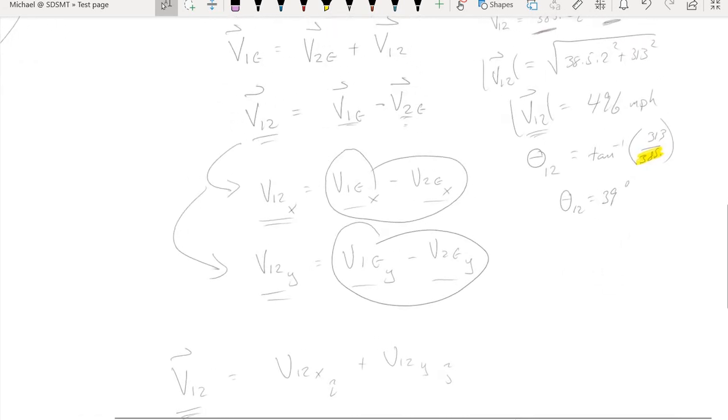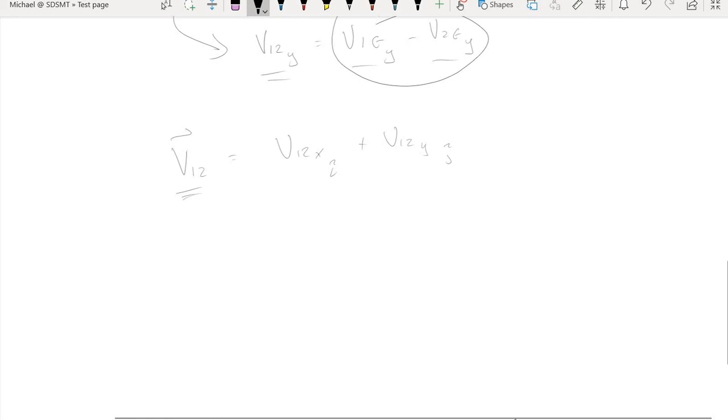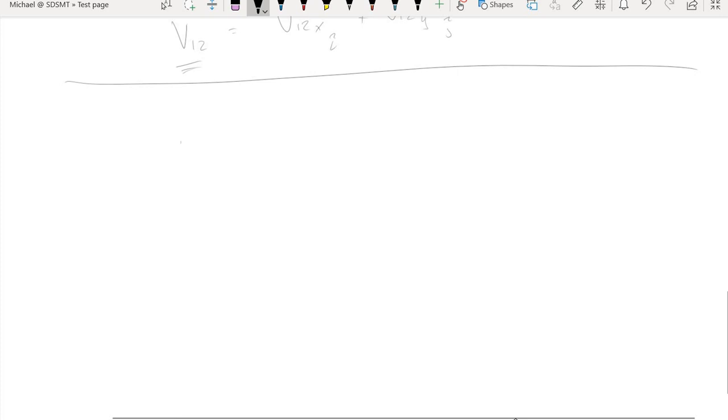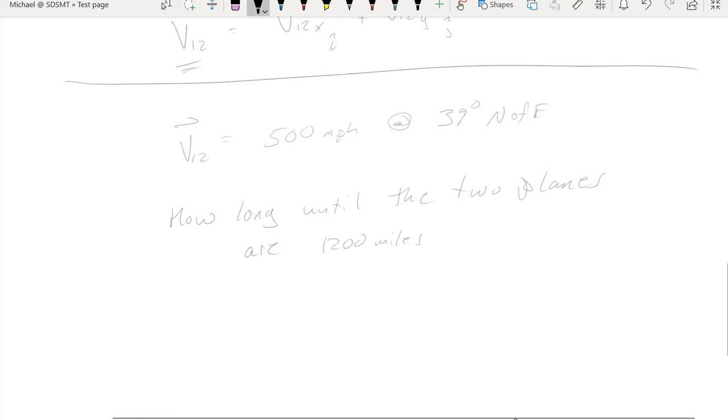We can take this a little bit further. There are some basic real-world questions that we could ask. If v12, and I'm just going to round this up, is 500 miles per hour at 39 degrees north of east, how long until the 2 planes are 1,200 miles apart from each other?